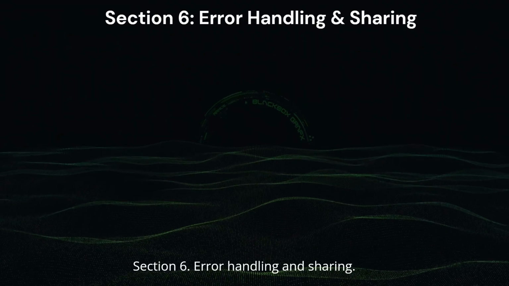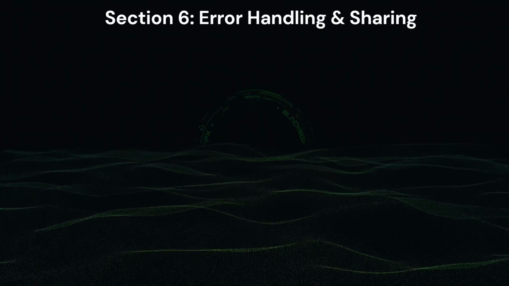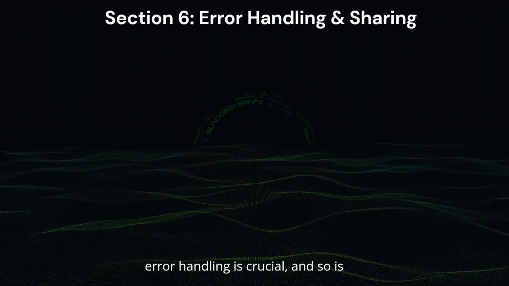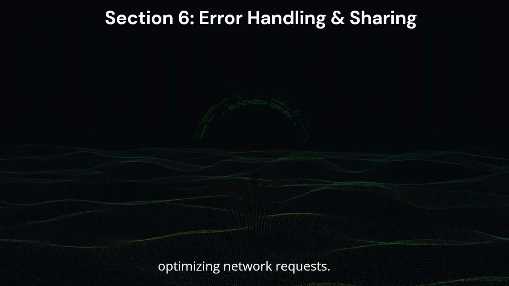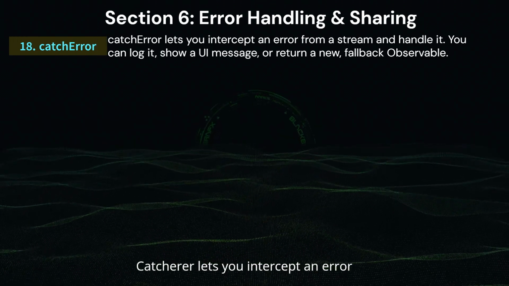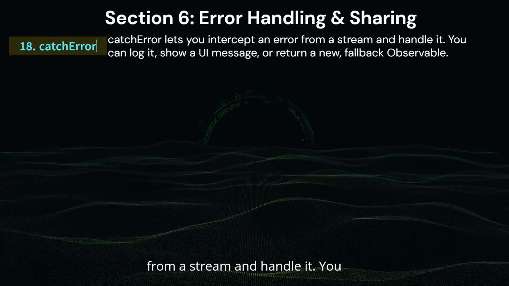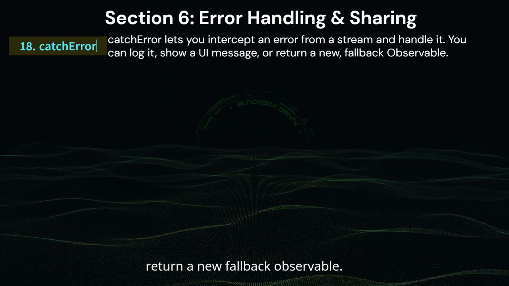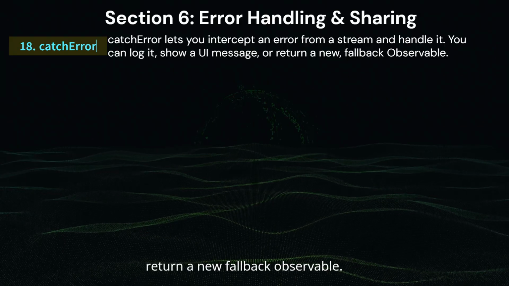Section 6. Error handling and sharing. Things can go wrong. Graceful error handling is crucial, and so is optimizing network requests. catchError lets you intercept an error from a stream and handle it. You can log it, show a UI message, or return a new, fallback observable.